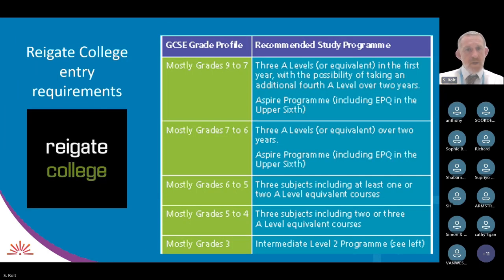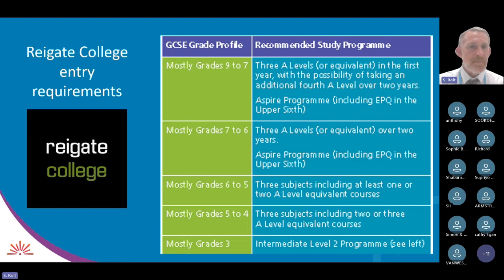Reigate College look mostly, so notice the language in here, it says mostly grades 9 to 7. Those sorts of students will potentially aim to take 3 A levels. They will be in the Aspire programme, which is a tutor group aiming for particularly Russell Group universities, or if your child wants to be a medic or vet, they have a specific MV or a dentist MVD tutor group where they will have either extra reading or sessions which support them to make the right choices to be able to strengthen their application to those particular areas.